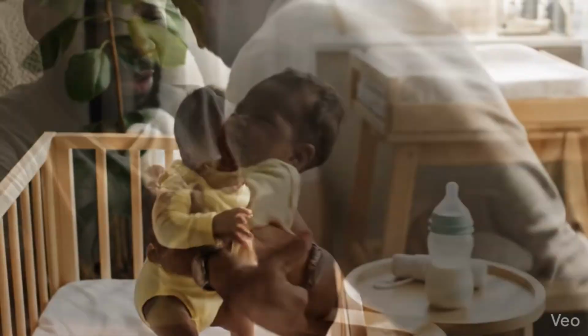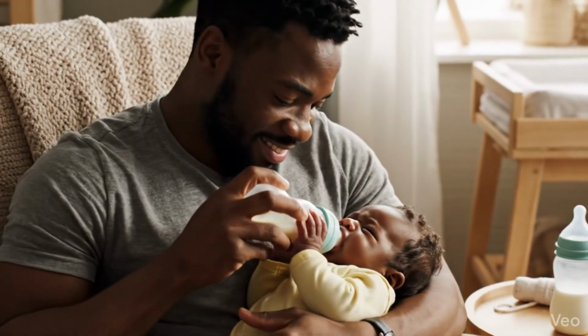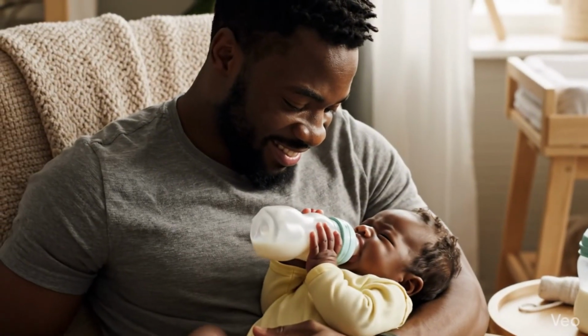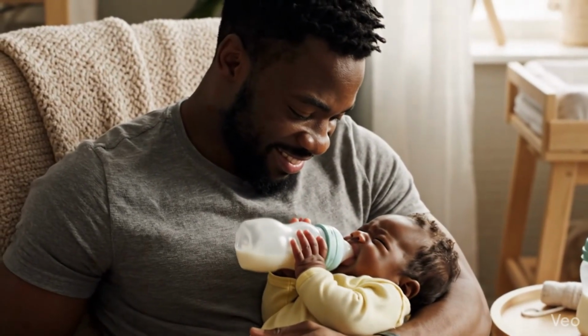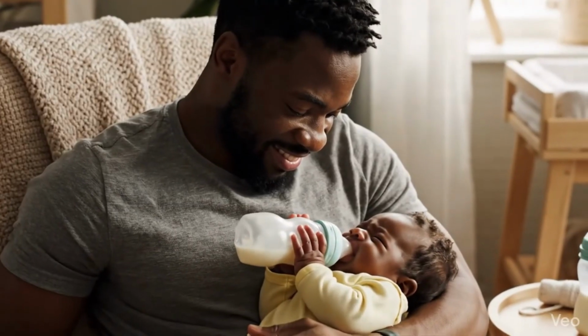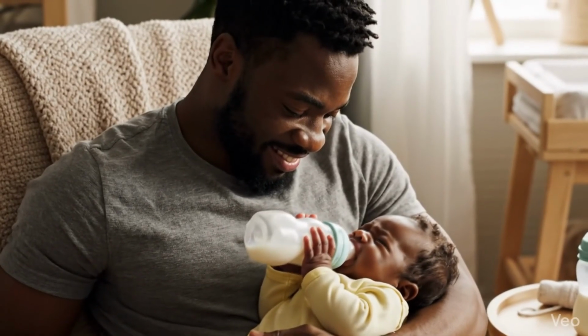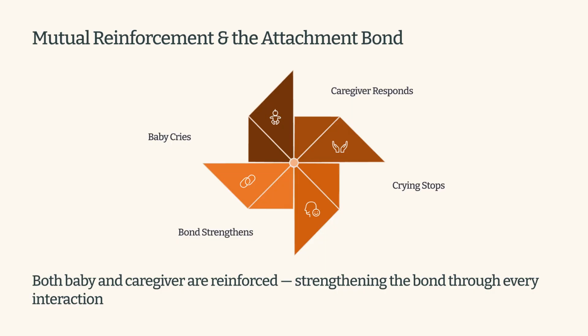In attachment, the key behavior is crying. Babies cry when they're hungry or uncomfortable. When the caregiver responds by feeding or comforting them, the baby's distress is reduced. And because crying leads to relief, crying is reinforced. The baby learns that crying brings help. But the process is two-way. The caregiver also experiences relief when the crying stops. Psychologists call this mutual reinforcement, and it strengthens the attachment bond.